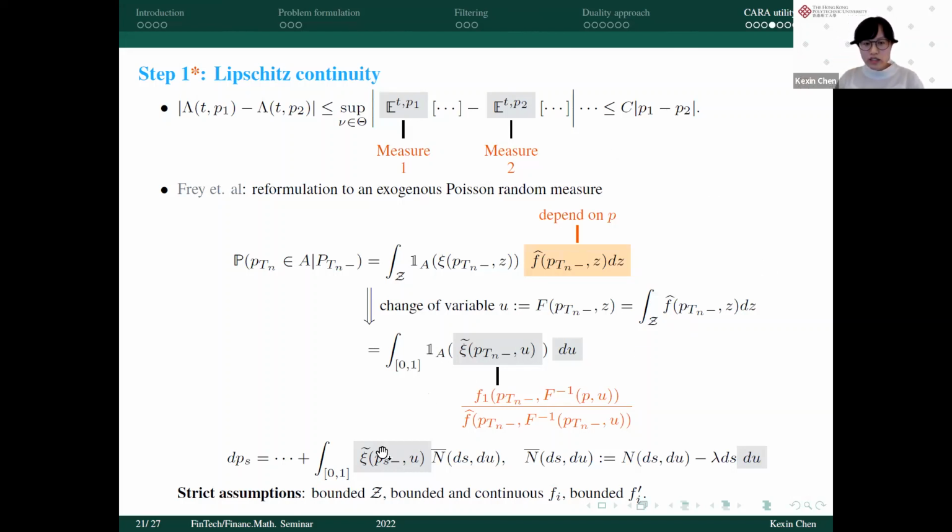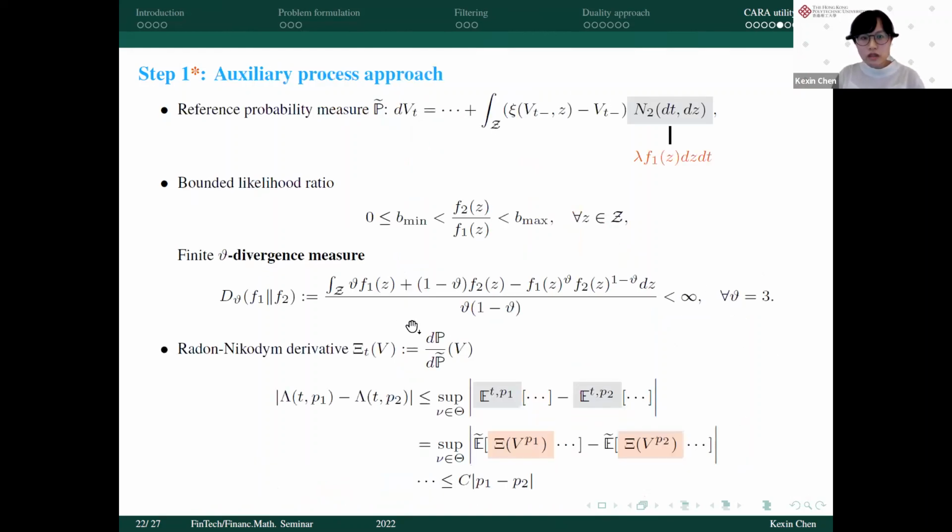However, this approach relies on quite strict assumptions on the density functions. Especially, they require that the distributions themselves have a bounded domain, and the density functions should also be bounded and continuous, and their first order derivative should also be bounded. So in our work, we try to tackle it with another approach.